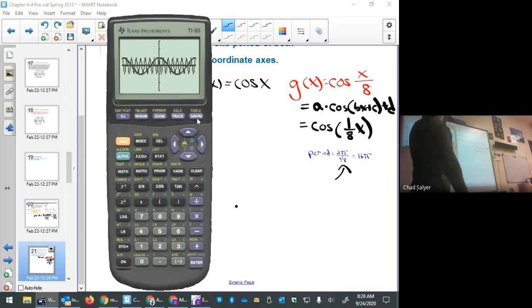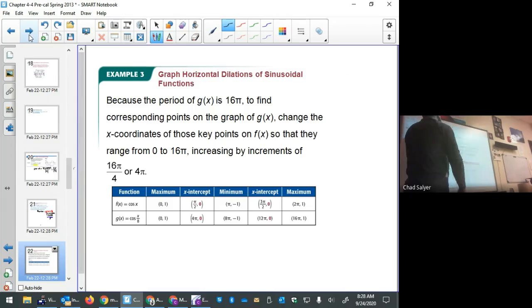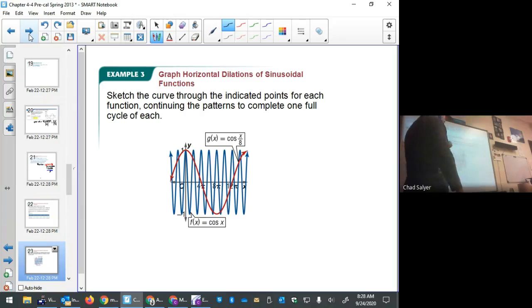So the first one would be like blue light, and this one would be like red light. All right. So this is their representation.